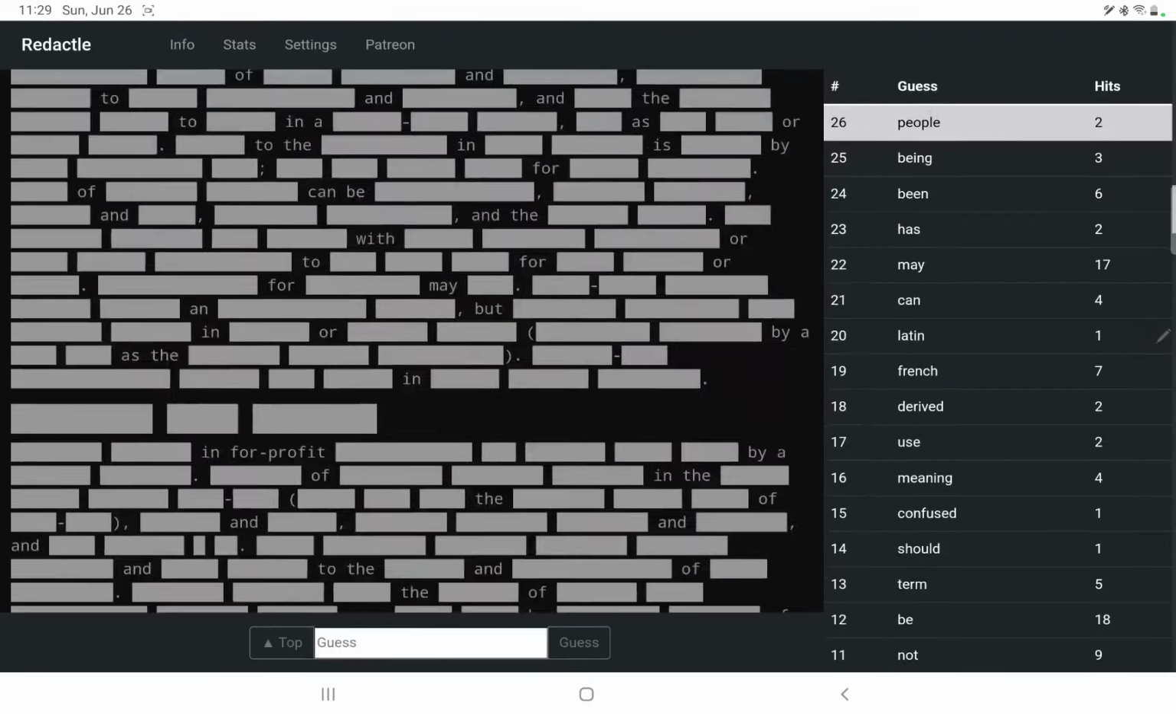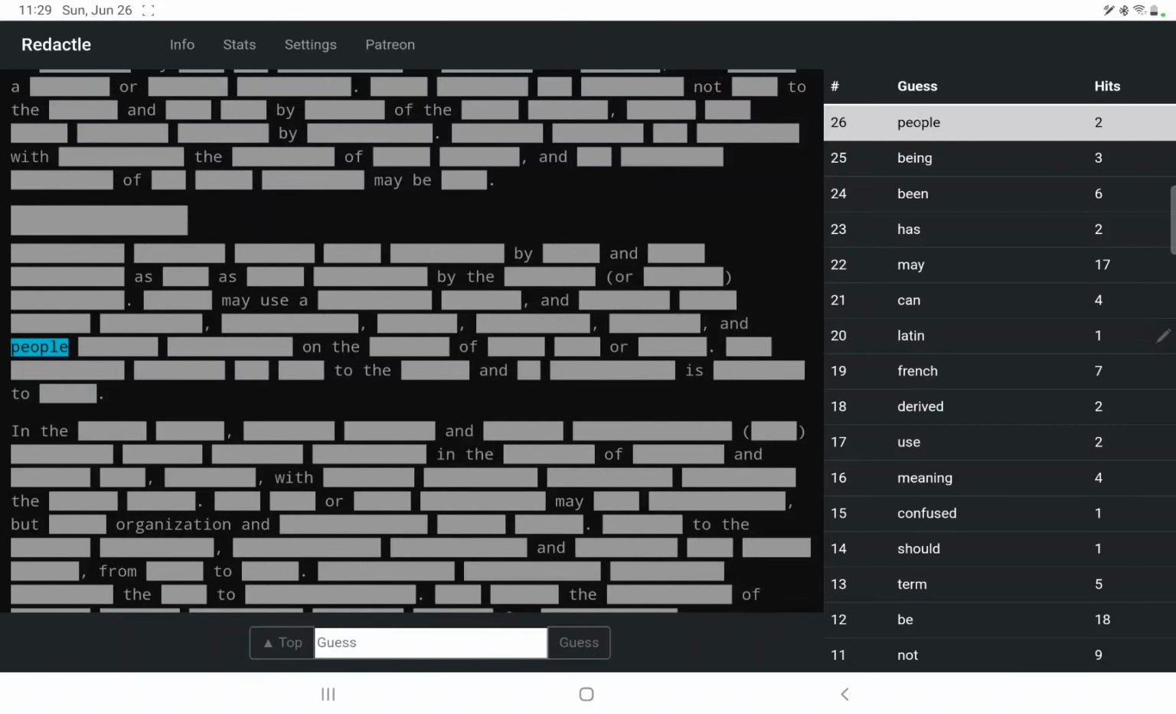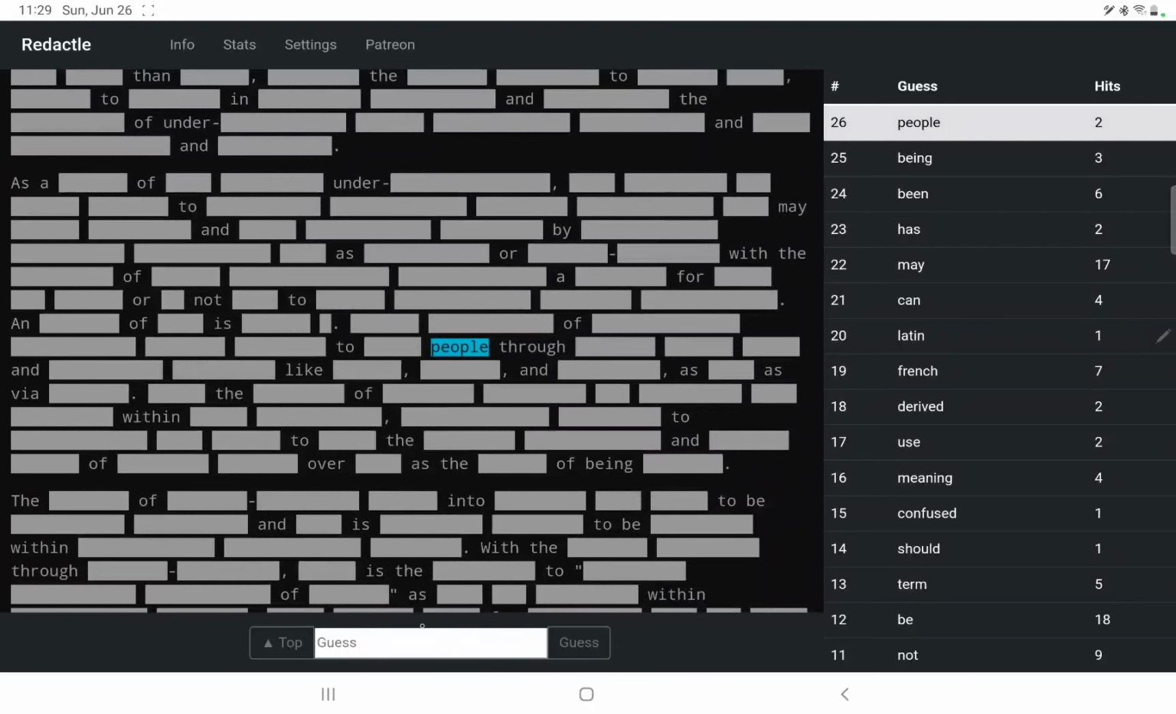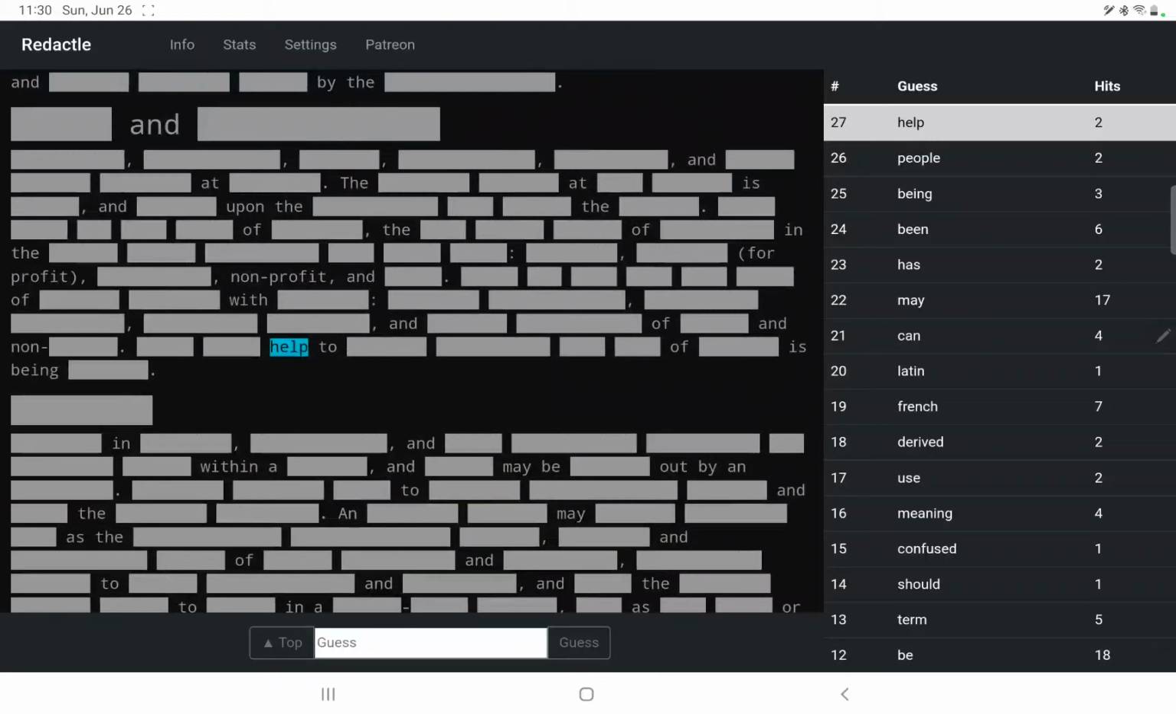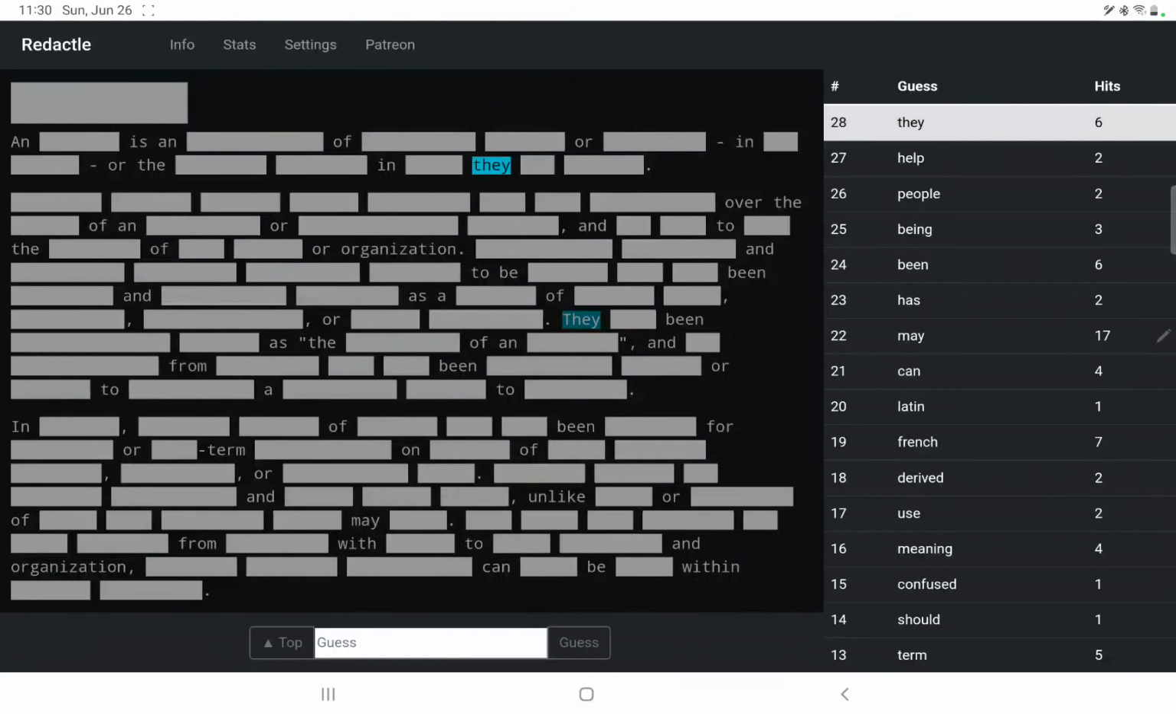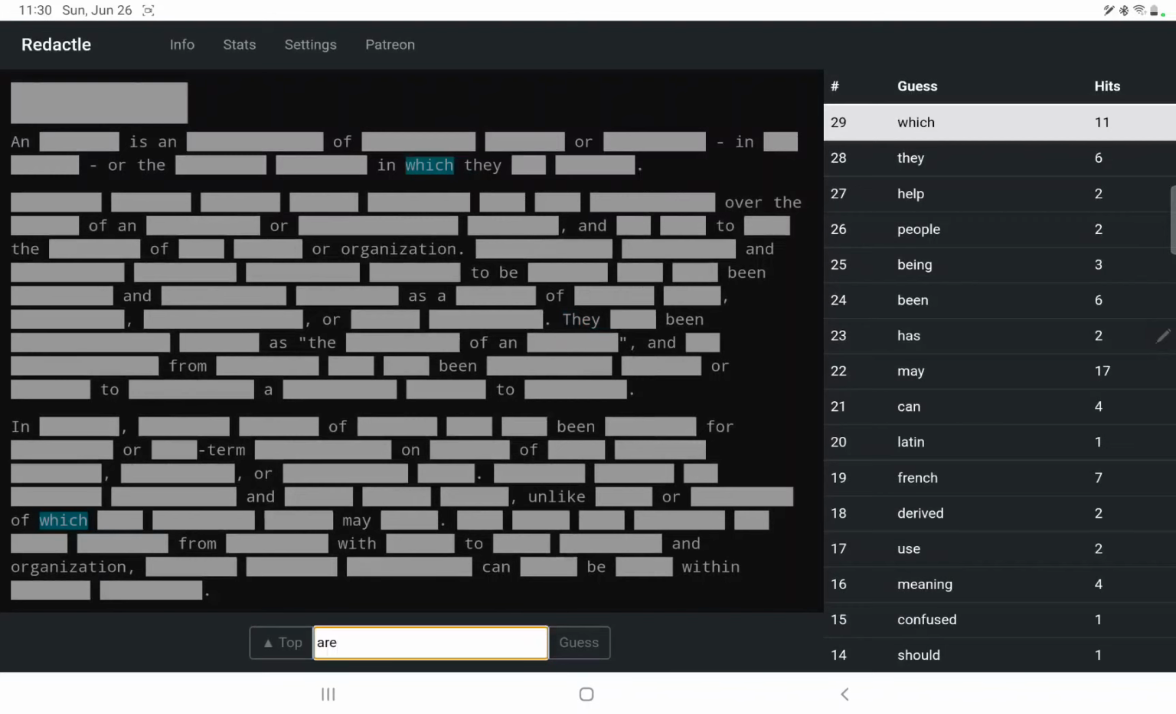Let's try people. Two peoples. Nothing jumping out at me there. Well, if it's an organization, is it helping people? Yeah, for profit. I'm very surprised charity doesn't come up here. Let's try they. In which they are, operated, manner, way.